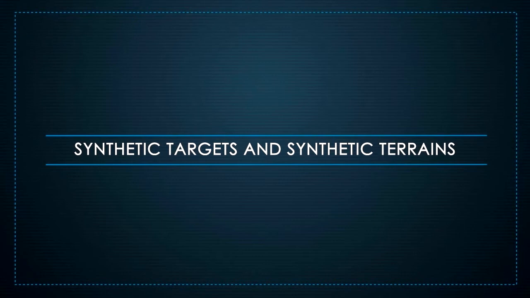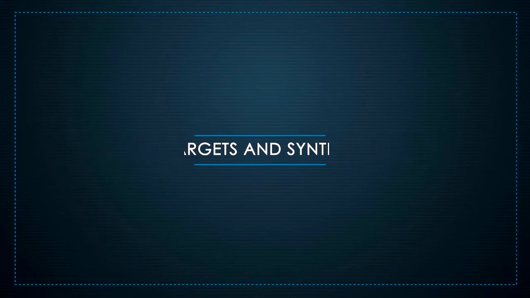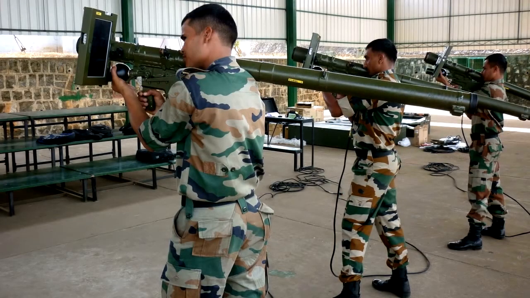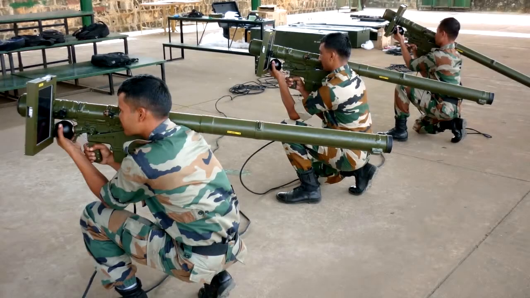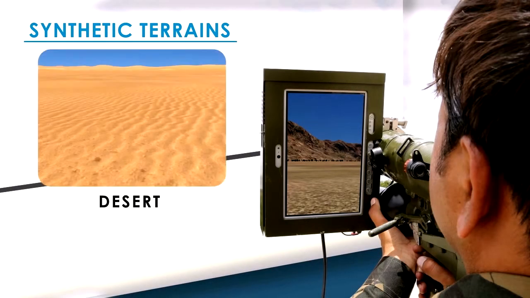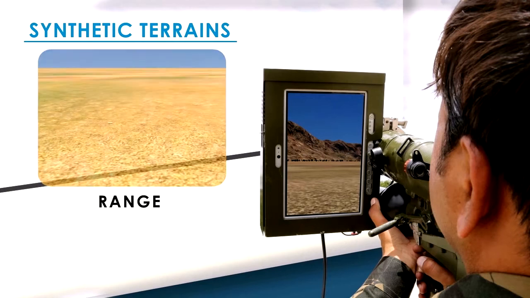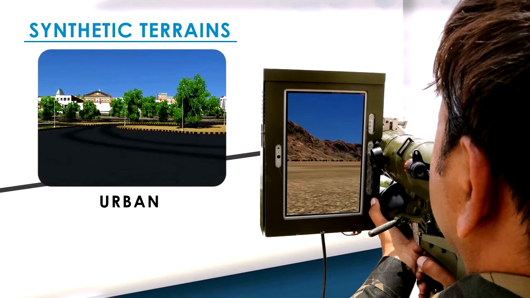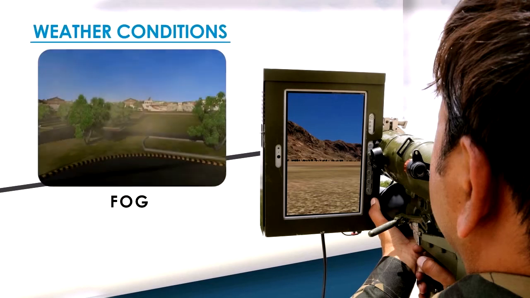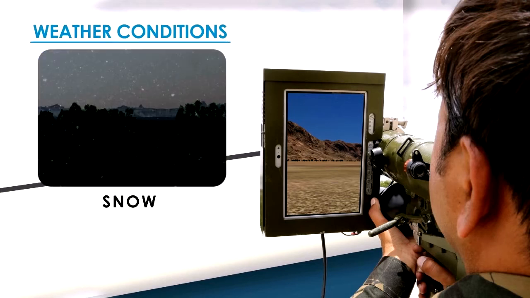Synthetic targets and synthetic terrain. Instructor can select different types of targets and different terrains through the software. Various environmental conditions like rain, fog and snow can also be selected by the instructor. Synthetic terrains: mountain, desert, plain, rocky, urban. Weather conditions: rain, fog, snow.